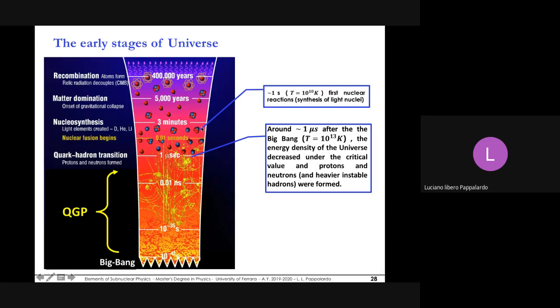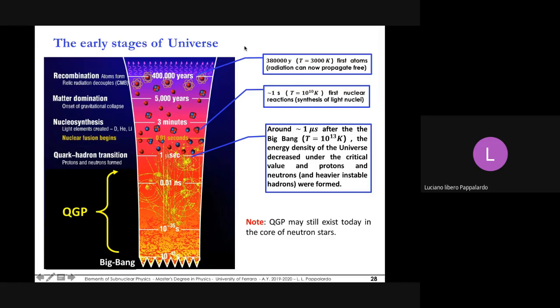Okay, and then it took something like 400,000 years to get the temperature of the universe to a value of 3000 Kelvin, so low enough to allow the formation of the first atoms. So the nucleus was now capturing an electron and forming atoms, okay? And then starting from this point on, the radiation can propagate freely.